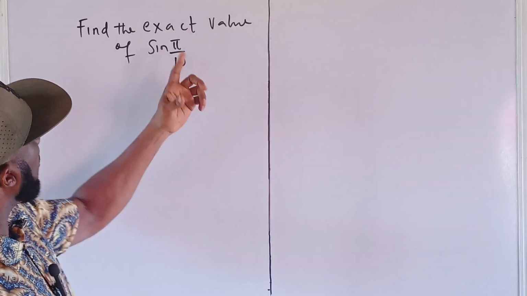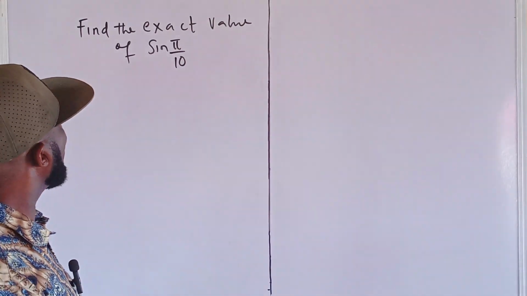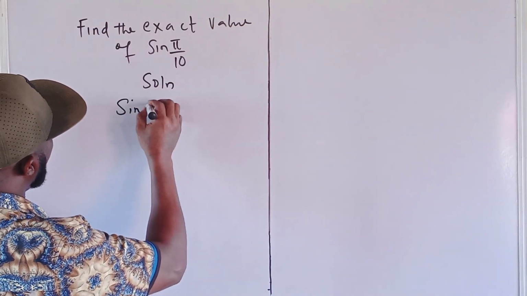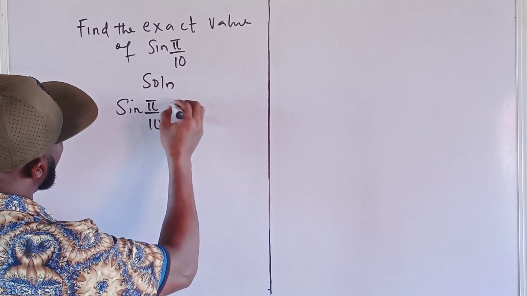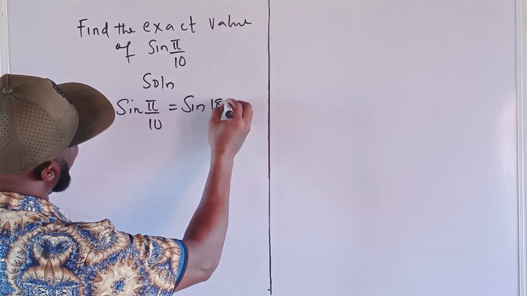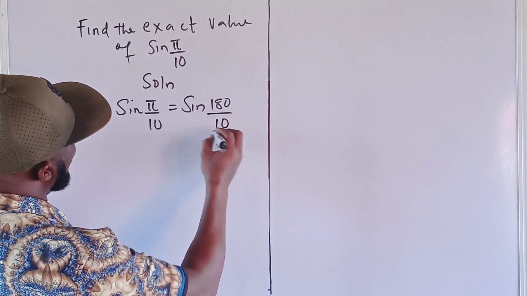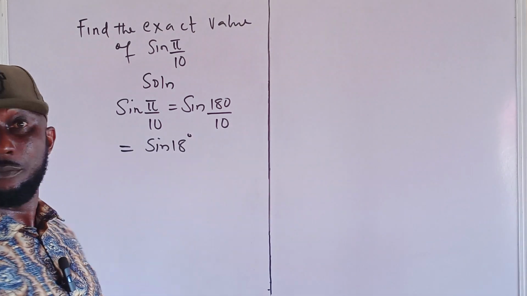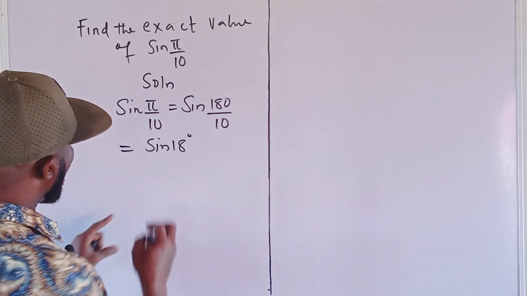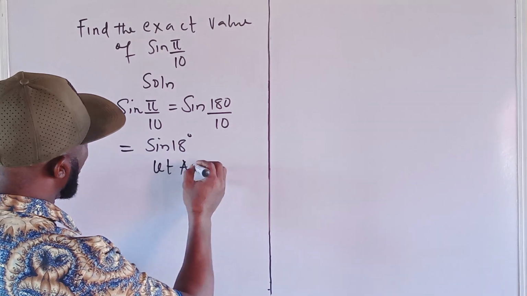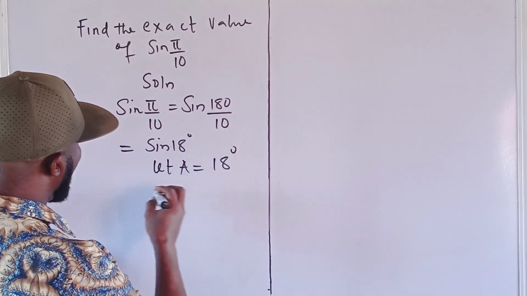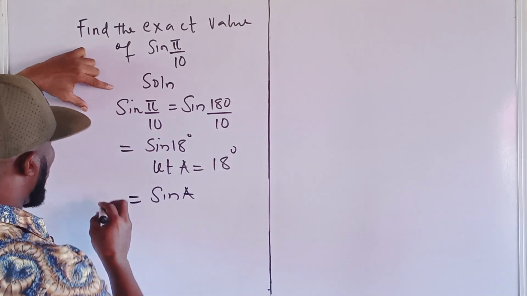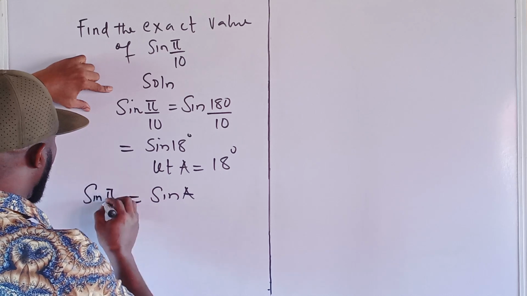Now, we know pi is 1 radian, which is 180 degrees. So I can actually write the sine of pi on 10 as the sine of angle 180 divided by 10, which is the sine of 18 degrees. So if I say let A equal to 18 degrees, I'm actually going to be having the sine of A, which is equal to sine of pi on 10.